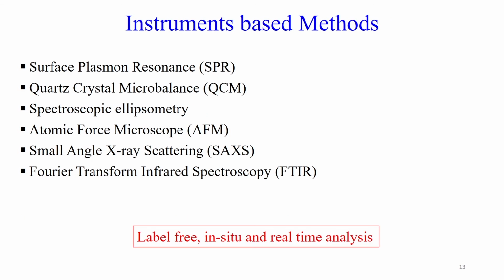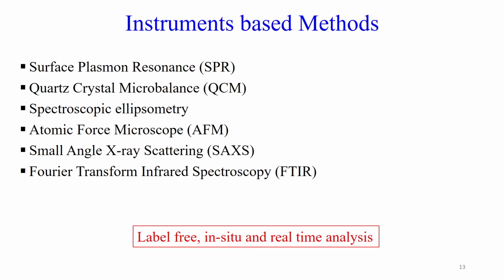Now, next we will go to the instrument based methods. So, we go for various instrumentation. I will discuss a few here. The first one is the surface plasmon resonance, then quartz crystal microbalance, ellipsometry, atomic force microscopy, small angle X-ray scattering, Fourier transform infrared spectroscopy.